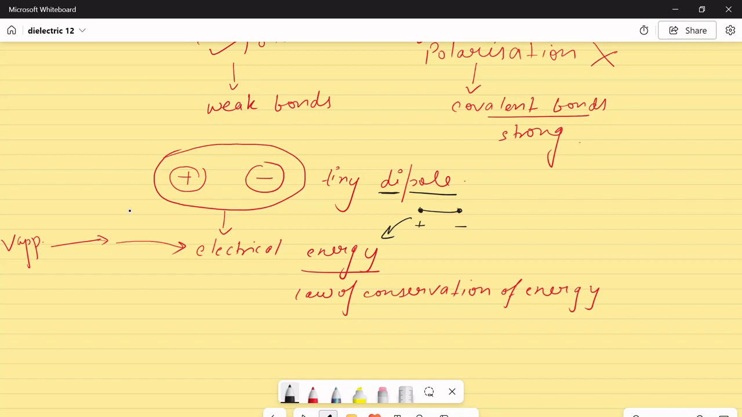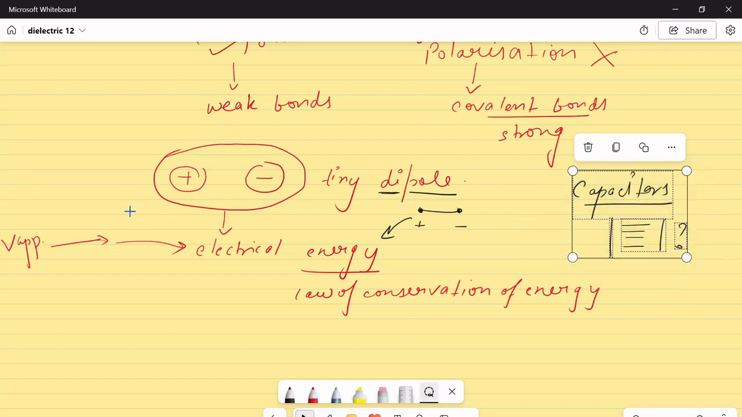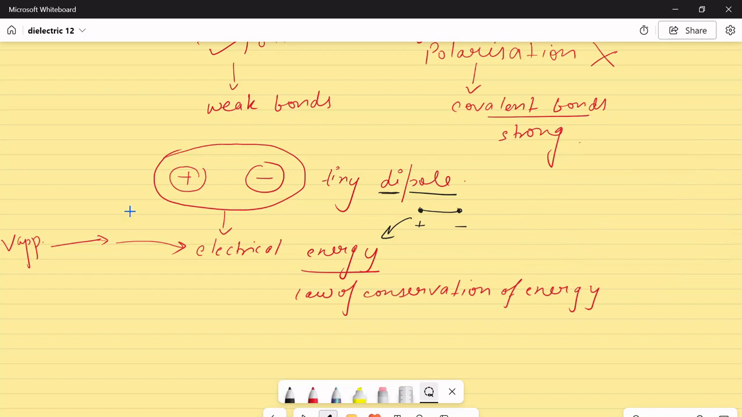If you understand capacitors, what are they? They are basically used to store energy in the form of electric field. I have got two plates and there is energy stored here. How does this work? We will understand that later in detail in the next topic. But the point over here that you have to understand is that polarization of any material is a very important way to store energy, electrical energy specifically.